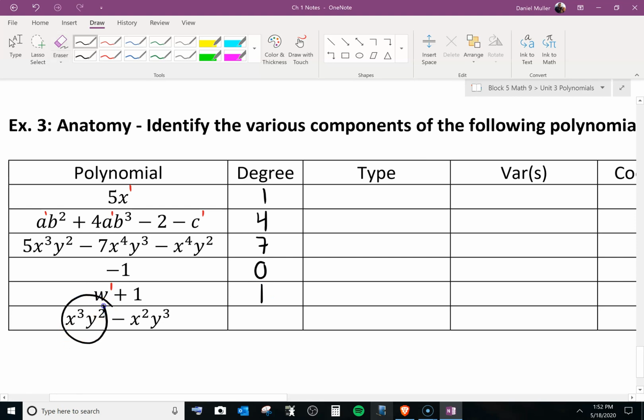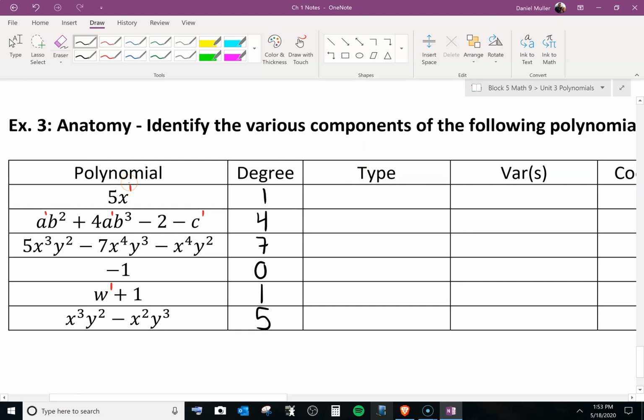And this is a degree of 5. And this has a degree of 5. So they're matched, meaning 5 is the highest. Now when it says type, we're just looking for names. So how many terms? If it's got 1 term, we say monomial. 2 is binomial. 3 is trinomial. And then 4 or more, we just call polynomial.